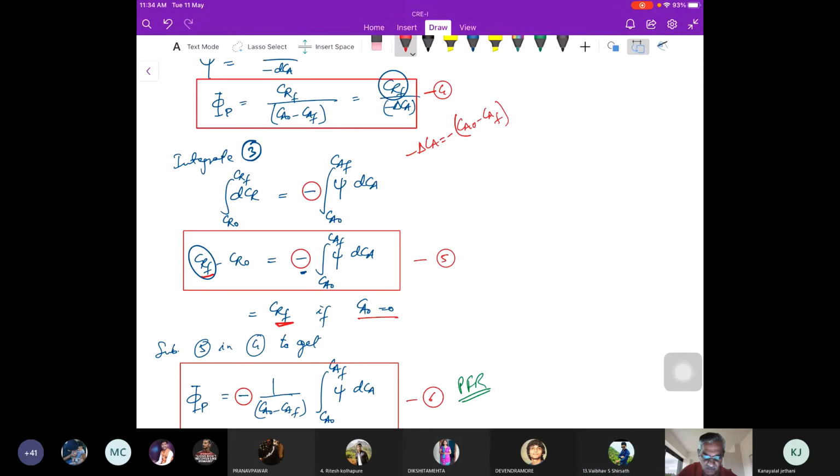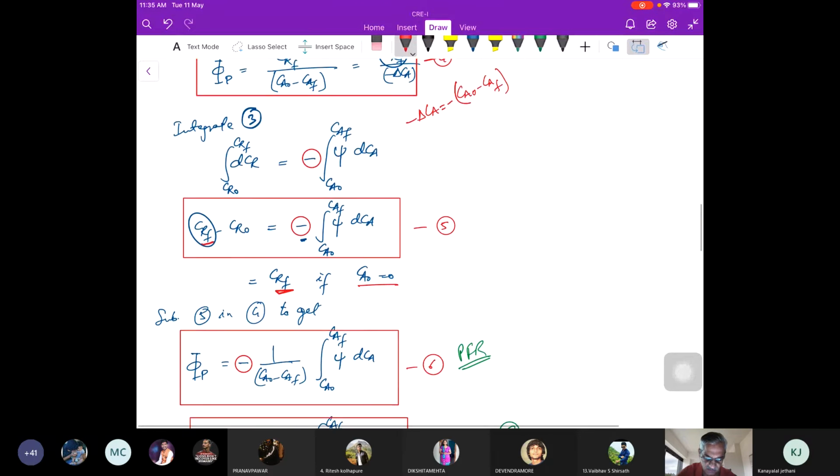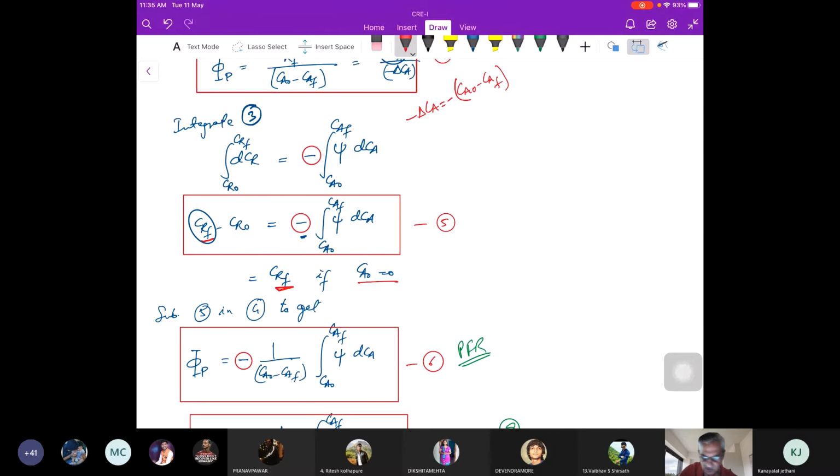Okay. Yes, that's why it's minus here, because the bottom term should be the same, CA naught minus CF. That's why I kept it like this. Minus of 1 upon CA naught minus CF integral psi dCA, CA naught to CF. Okay, equation 6.